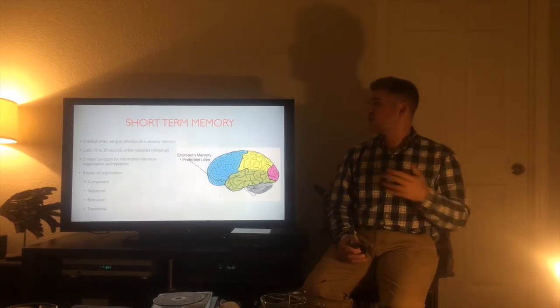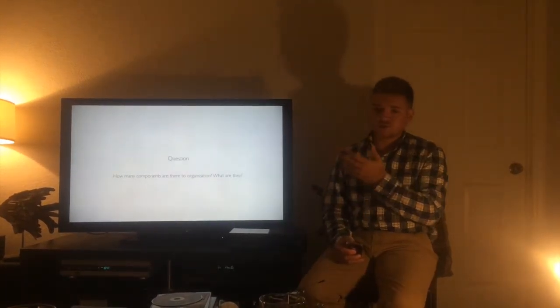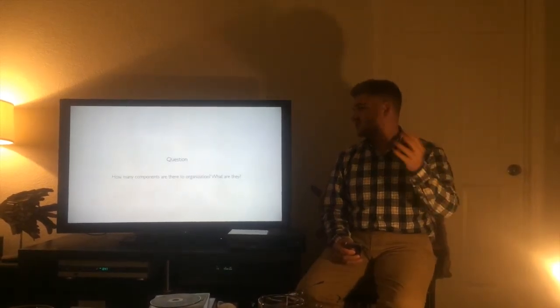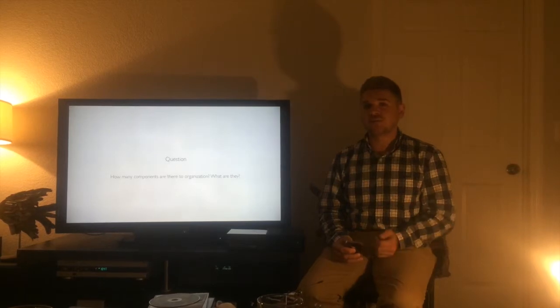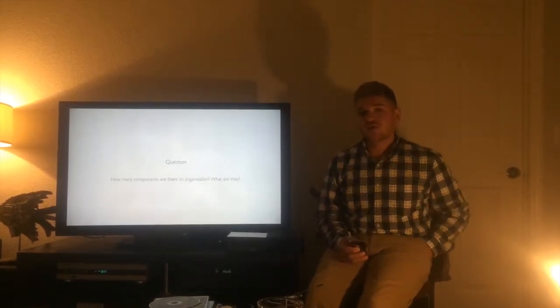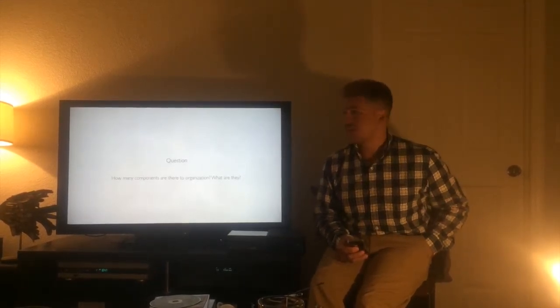Then we move on from the short-term memory to our question. And the question is, how many components are there to organization of the short-term memory? And what are they? Are you able to name those components of organization for short-term memory?